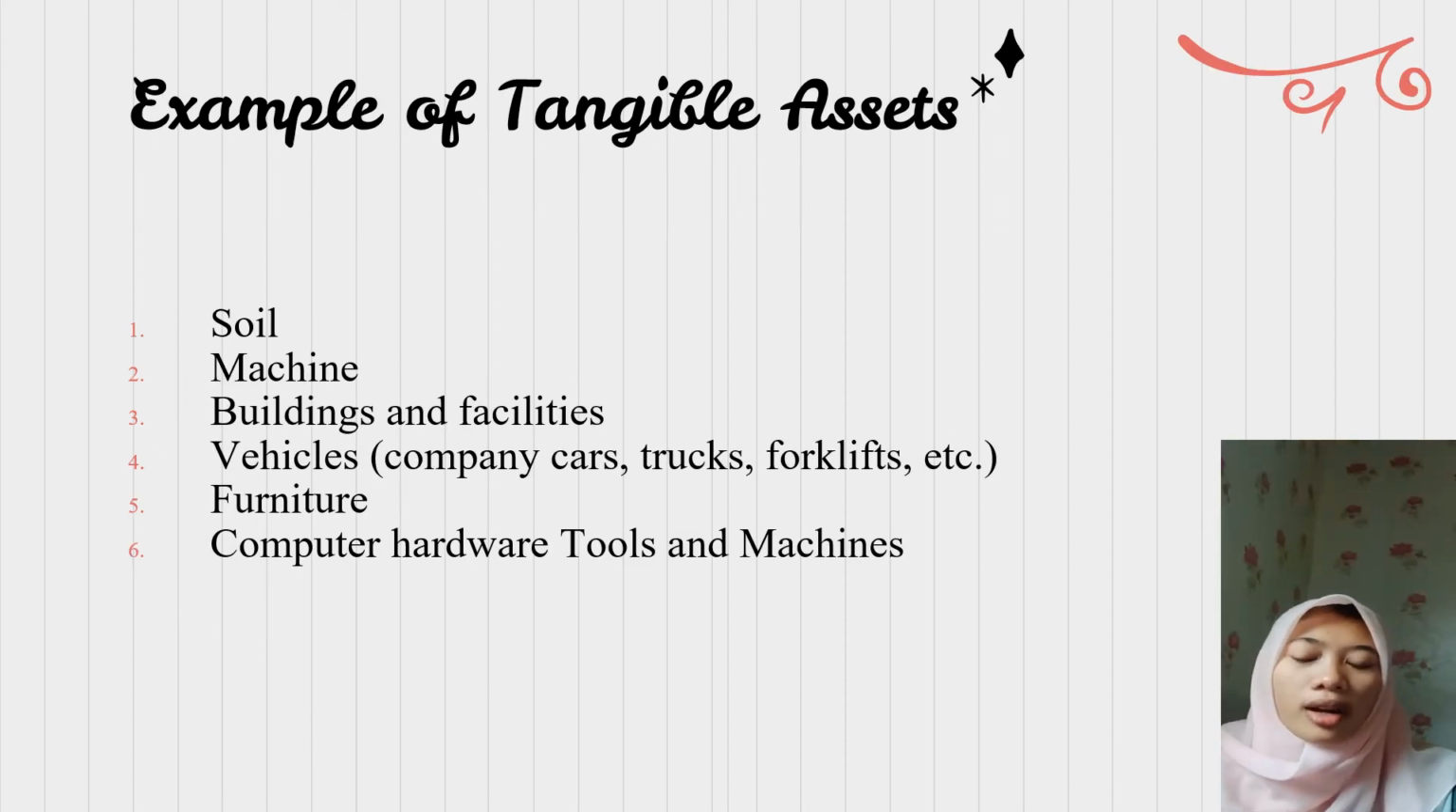Examples of tangible assets: 1. Soil, 2. Machine, 3. Building, 4. Trees, 5. Furniture, 6. Computer hardware, 7. Tools and material.